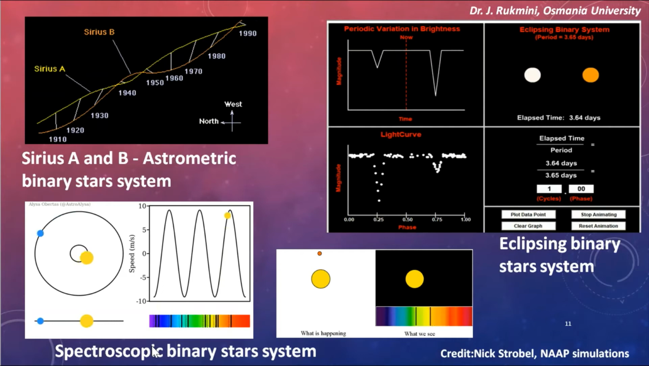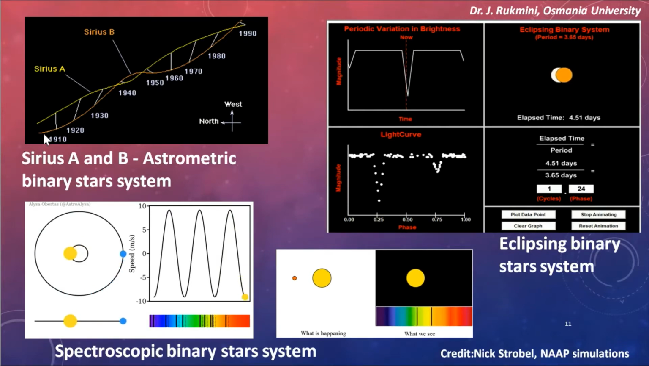Some binaries have very low inclination with respect to our line of sight, or are in the sky plane. We can see that the brighter star would be observed to wobble in the sky. So the wobble of the brighter star, like in this case for Sirius A, will reveal the binary nature of the system.